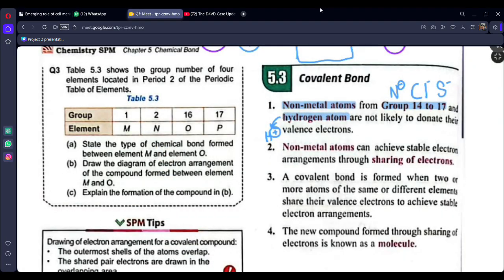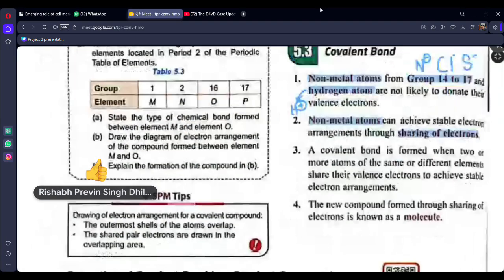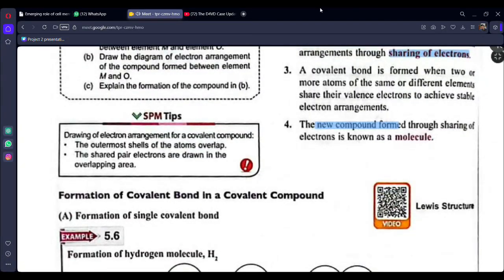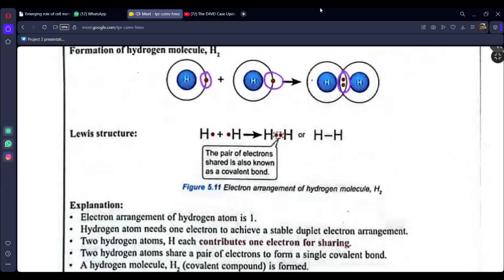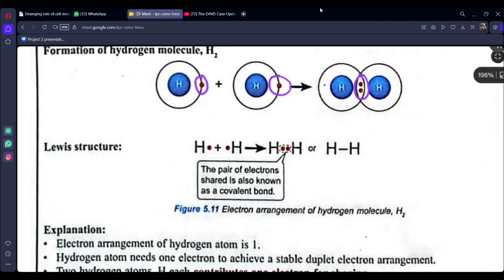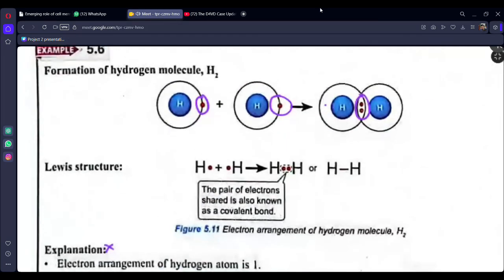Okay, now non-metal atoms share electrons. So let's go on directly. The new compound formed is called a molecule, through sharing. We look at the formation of a hydrogen molecule. They want to achieve duplet. So how? 1 and 1 share together, they become 2. I don't think I really need to explain this, and don't worry, in your SPM they won't ask you to explain like this. They just want you to focus on how to draw.